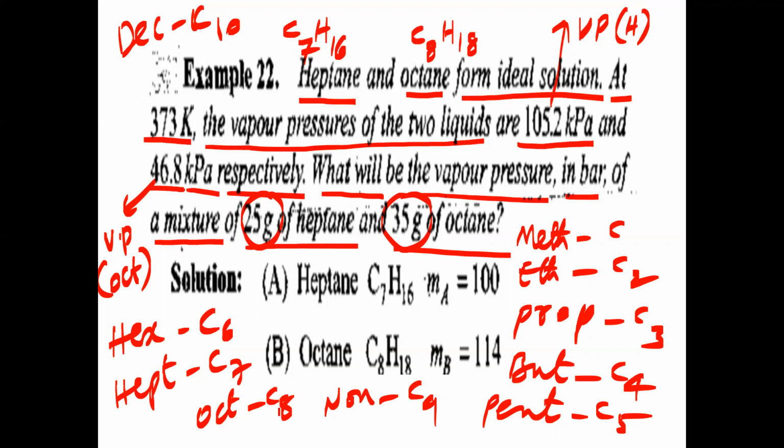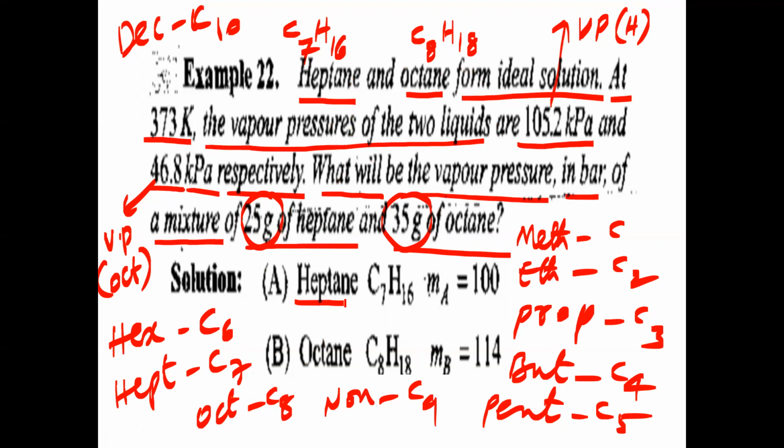Suppose you take octane: oct is C8, and -ane means double plus 2. So 8 double is 16, 16 plus 2 is 18. The formula of octane is C8H18. This way we have to recall the formula of the given hydrocarbons, octane and heptane. These two form an ideal solution. Now the solution for this numerical is as follows.